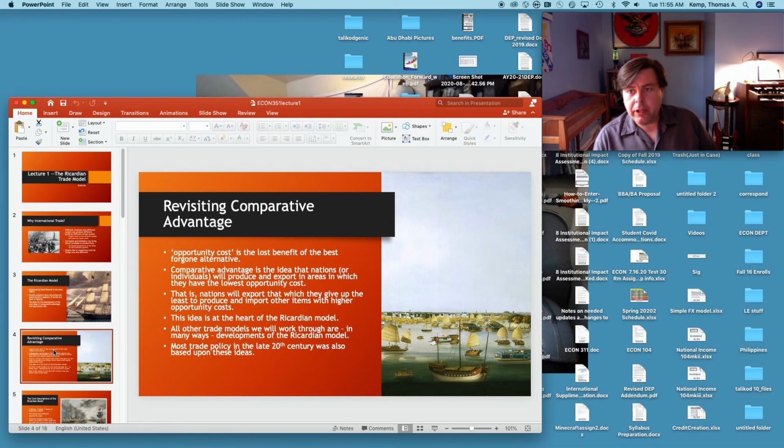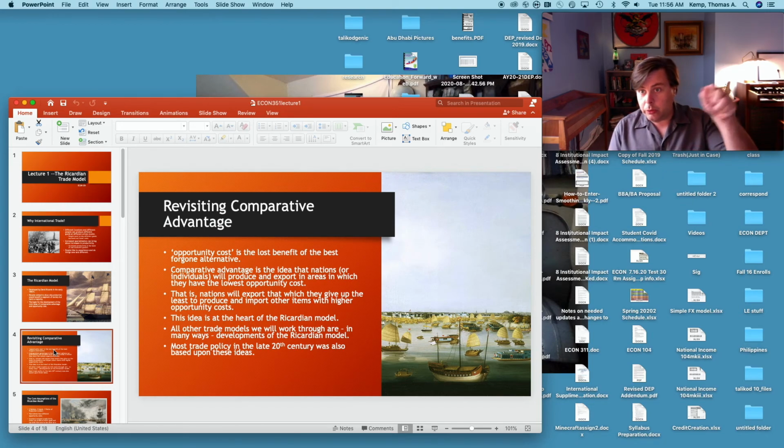The nation that's able to produce a thing and give up the least, that is to say, produce at the lowest opportunity cost, is said to have a comparative advantage in the Ricardian model. All right, I'll say that again because it's super important. For sure, item 1 in your notes should be the opportunity cost definition. Well, Ricardian model, subject heading, opportunity cost. Now comparative advantage. Comparative advantage refers to the nation that is able to produce a given item at the lowest opportunity cost.